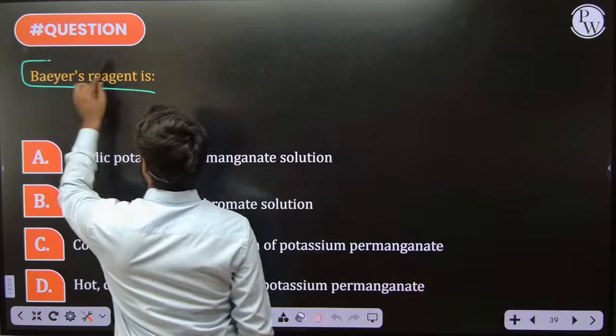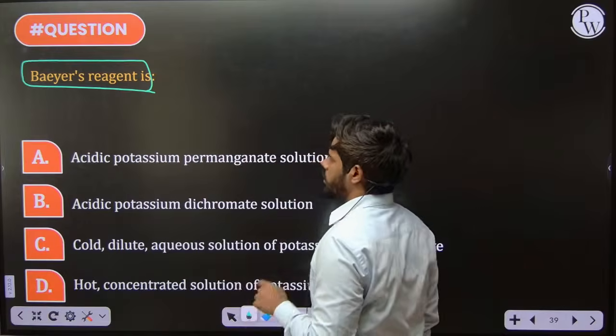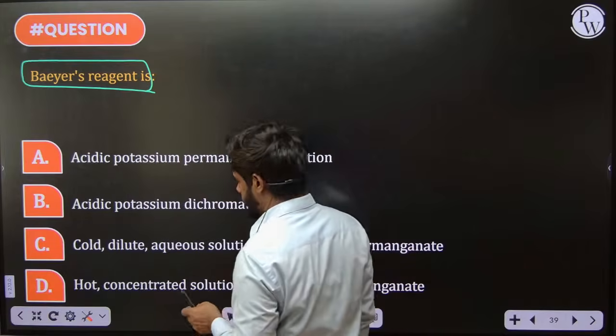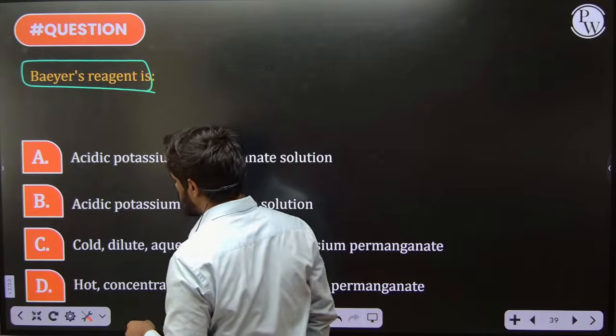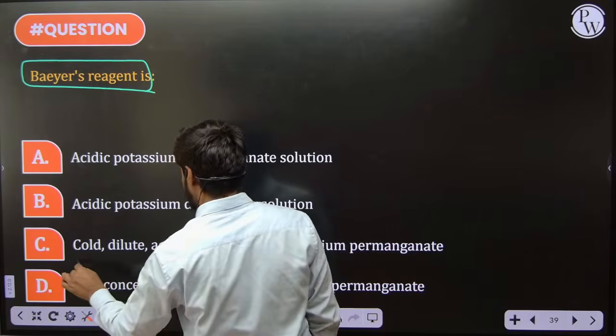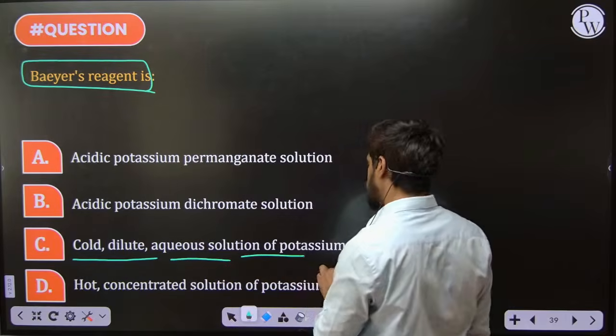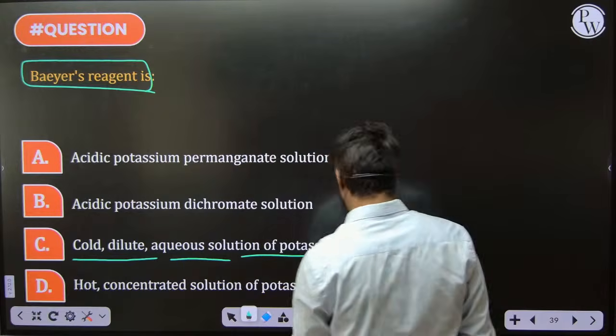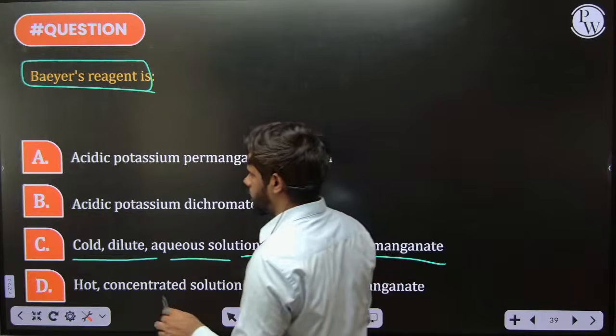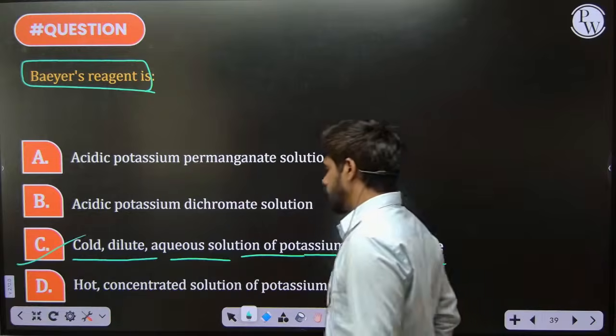Bayer's reagent, what is Bayer's reagent? It is an alkaline solution of KMnO4, 1%. If the 1% is not given, we can say a cold dilute aqueous solution of potassium permanganate is also Bayer's reagent.